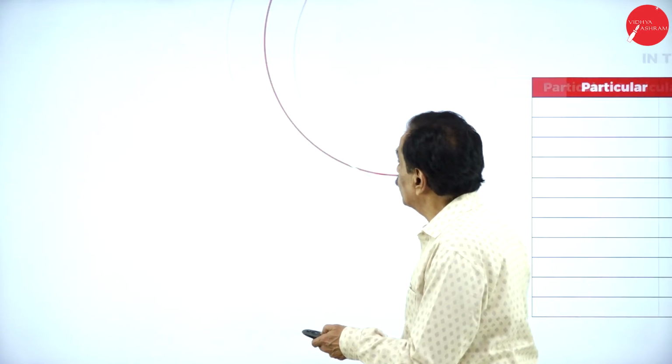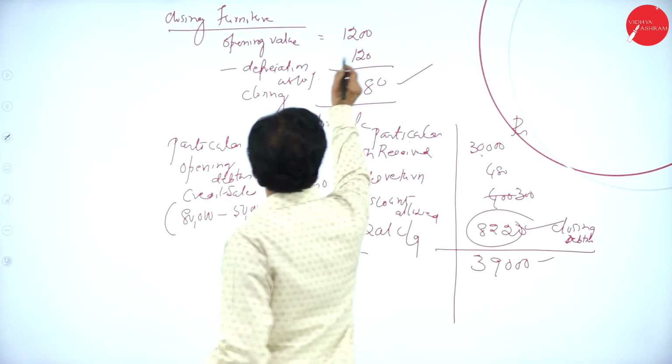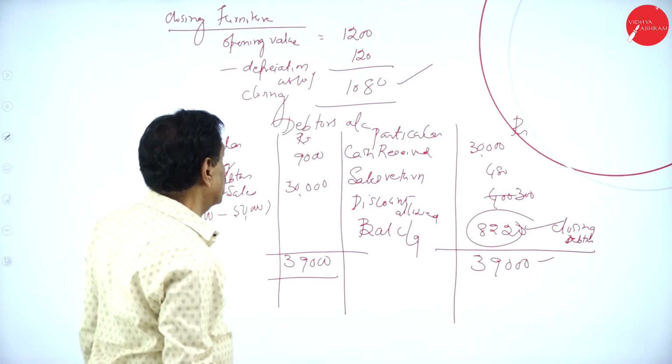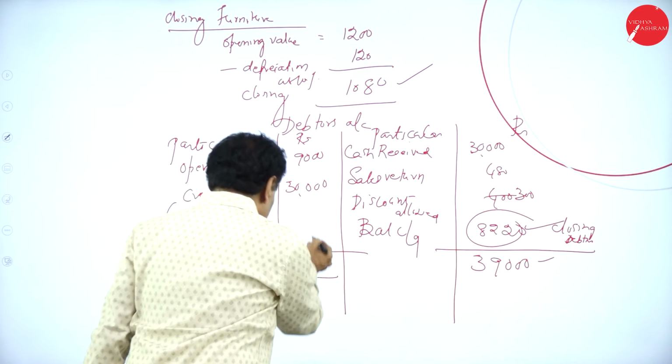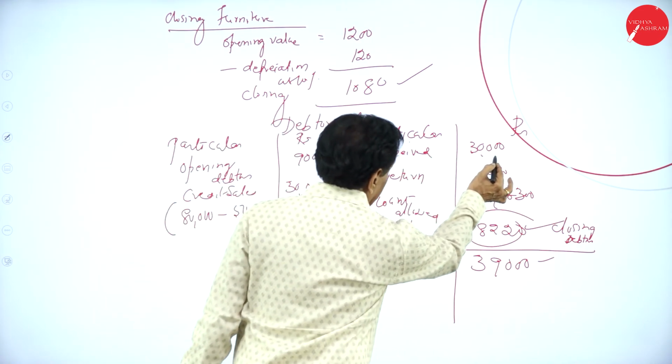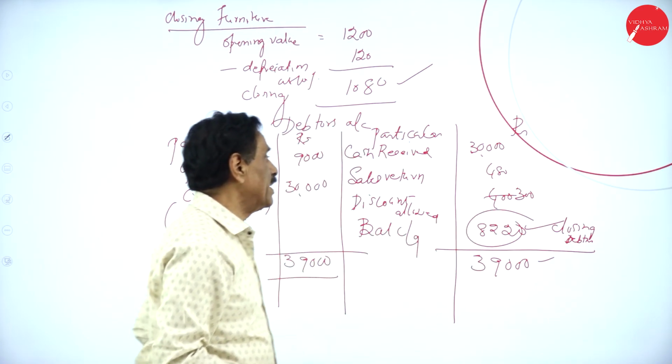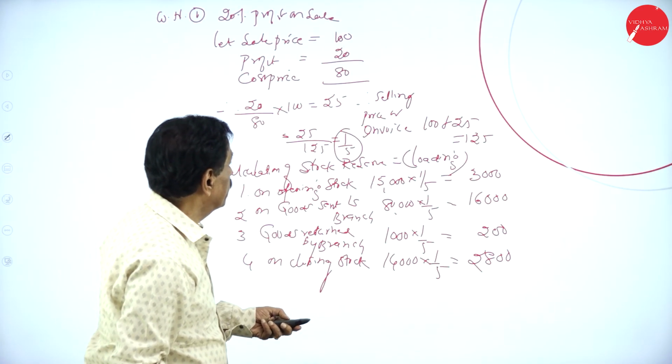Then I will show the working note. What is the opening value? Furniture 1,200. Depreciation at 10%, 120, leaving 1,080. Your debtor account 9,000. After receipt 30,000, this is sales return, this is discount allowed 300. The balance is 8,220.